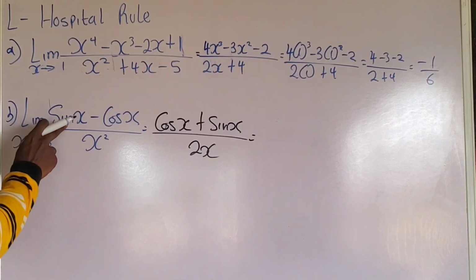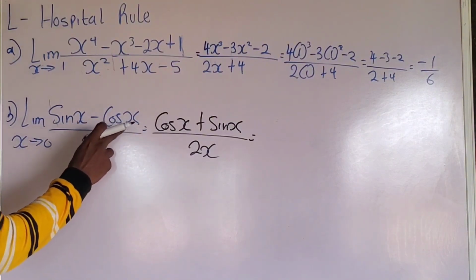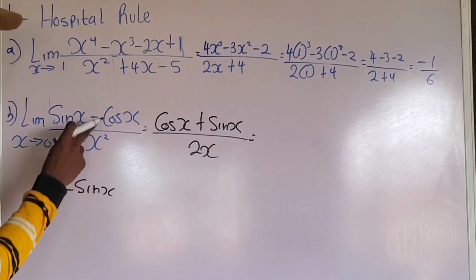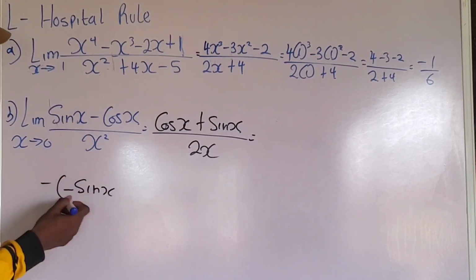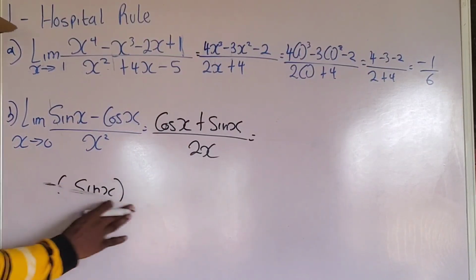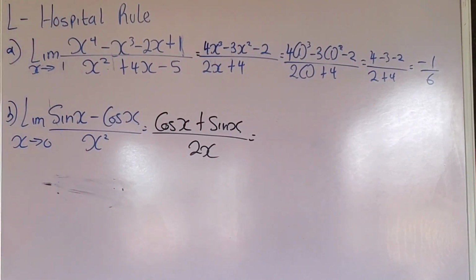So when I differentiate sin x, I get cos x. If you differentiate cos x, you're going to get minus sin x. Now, because we have a minus there before, that will be what? Minus sin x. Minus sin x will be what? Plus sin x. You get what I'm trying to say? So that's how I got plus sin x there.